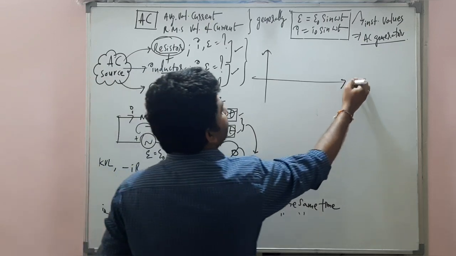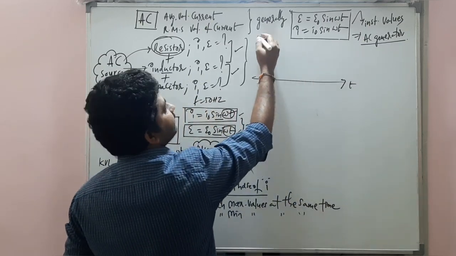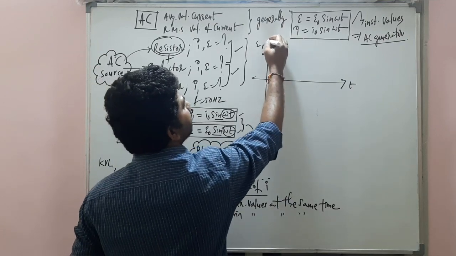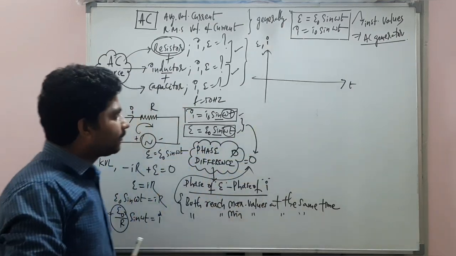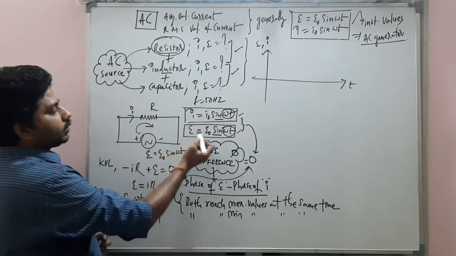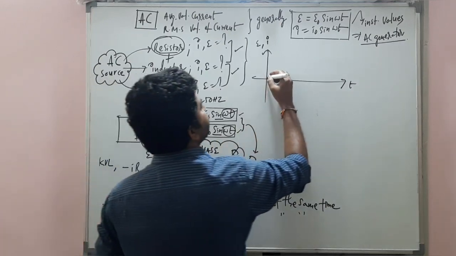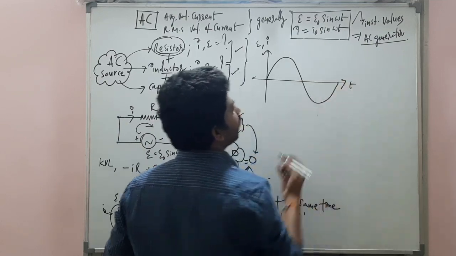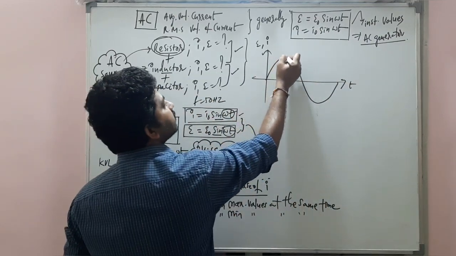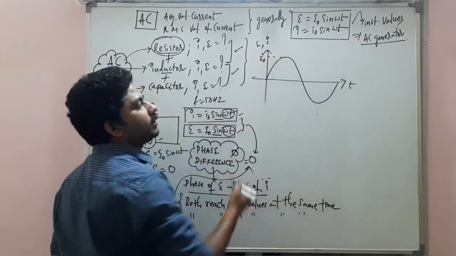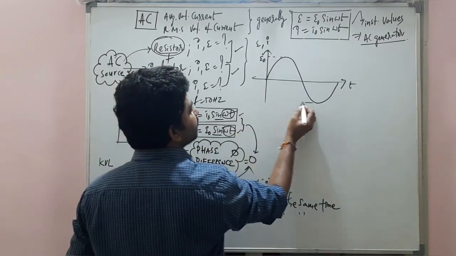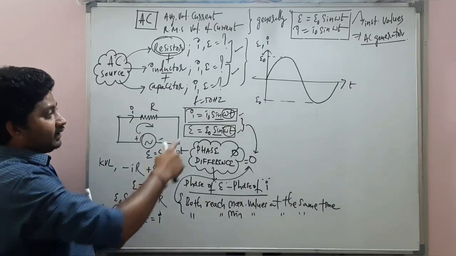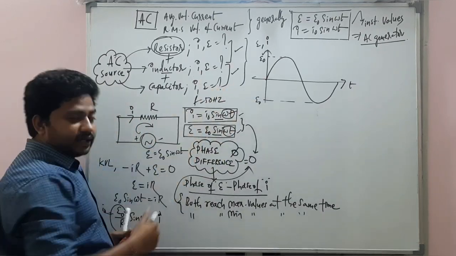So this is time, and this y-axis may be the induced instantaneous EMF or the current, either. We know E is equal to E naught sin omega t. So this is the graph of E. Imagine this is E naught, my maximum peak value of EMF. Now the interesting part comes here. The graph of E equals E naught sin omega t is done.